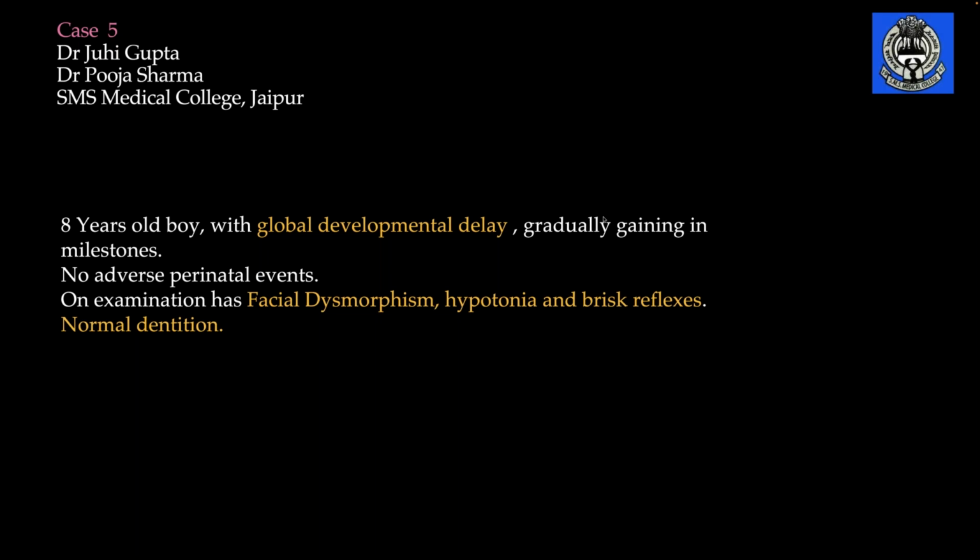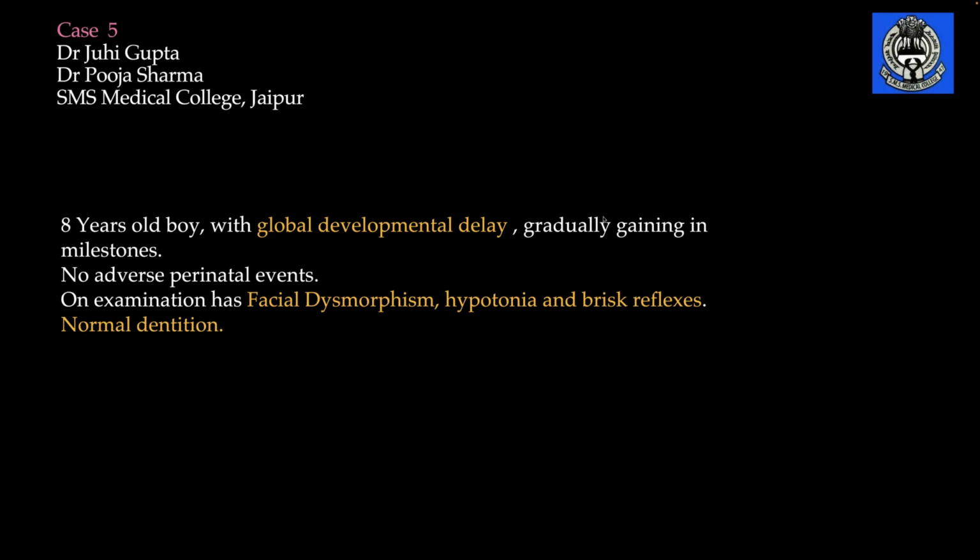He is an 8-year-old boy whose parents came to us for genetic counseling because they want to plan the next child. He was a normal delivered term baby, 3.5 kg, no adverse events, no NICU admission, but always had delayed milestones. At 8 years, he can walk with support. He was gradually gaining milestones, never a regression, but a significant delay.